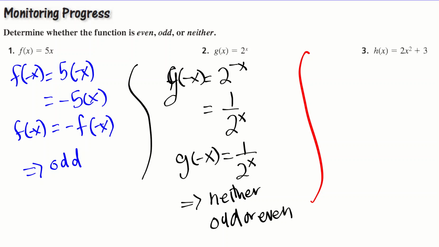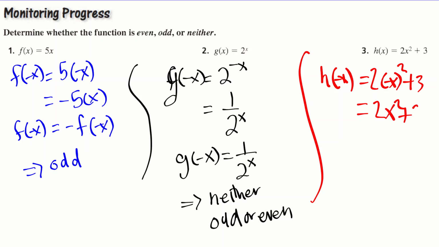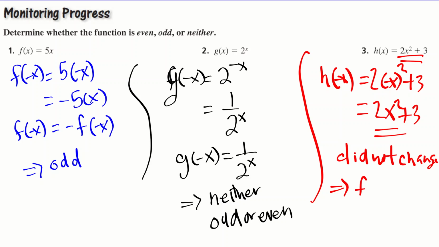On the next one, we have h of x is equal to 2x squared plus 3. Let's substitute a negative x to see what we get. 2 times the negative x quantity squared plus 3. We end up with 2 times x squared plus 3, since negative x squared is just x squared. So notice that we end up with the same function. It did not change. So that implies that this function is even.